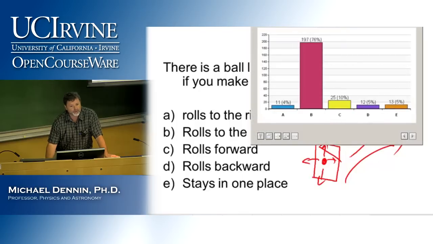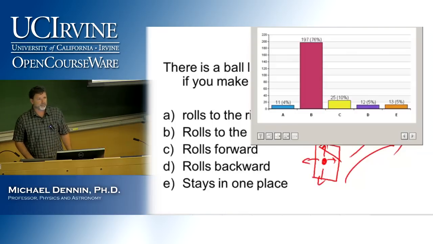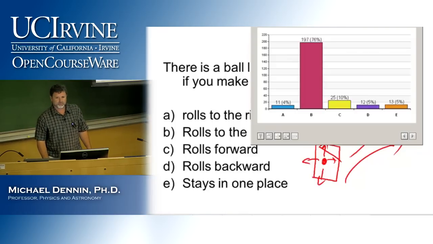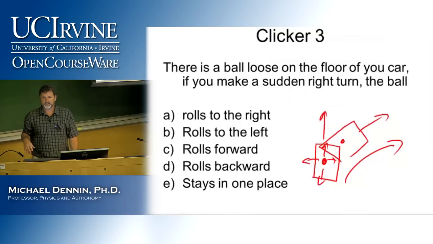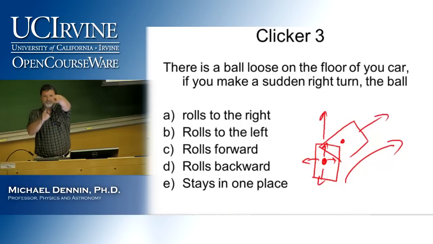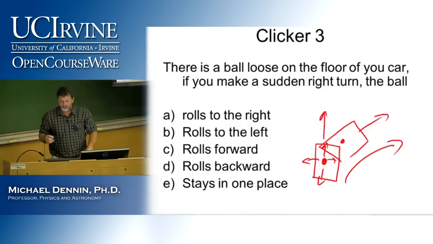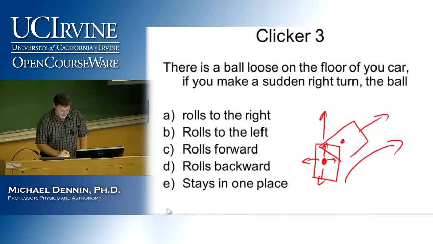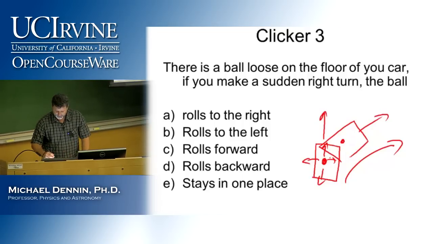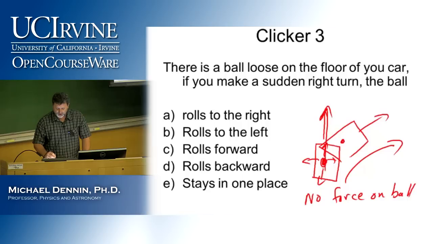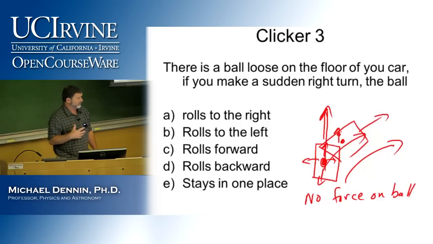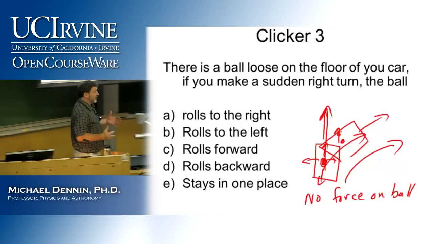Excellent. Most people have it going to the left. And why does it go to the left? Anyone want to say why it goes to the left? Yes. Perfect. Both of you got it right in parallel. The ball wants to just keep moving forward because there is no force on the ball. And as the car goes to the right, the ball keeps moving forward, which looks to you like it's going to the left. And this goes to your question earlier about the interaction with the airplane.